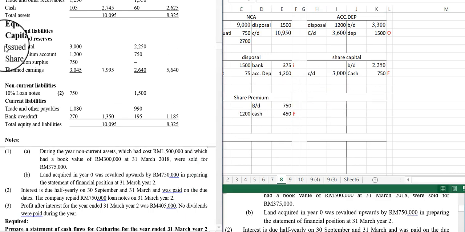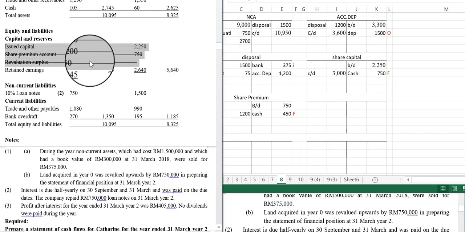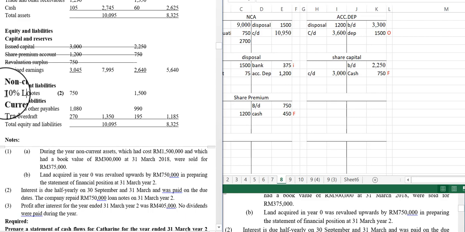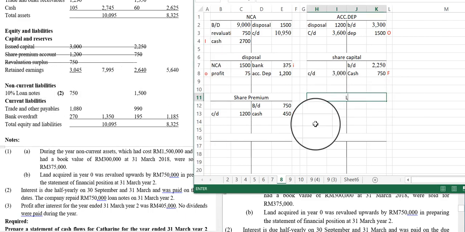Next one, after you have done with these 2, this one also done. Then we look at your loan notes account. Loan notes account, opening is 1,500. Then year end you have 750, means that you actually paid back your loan. CD.